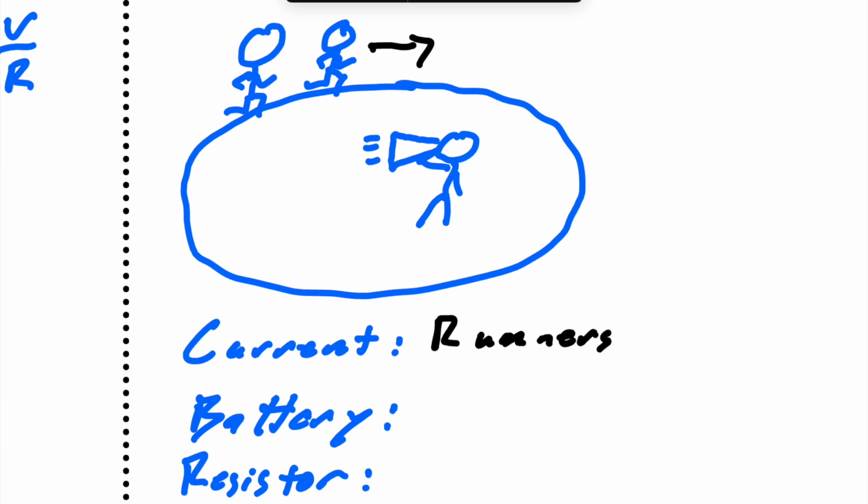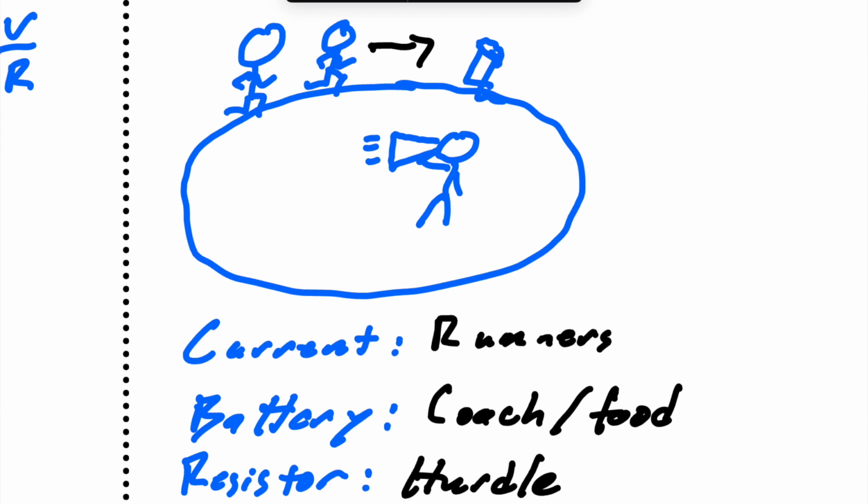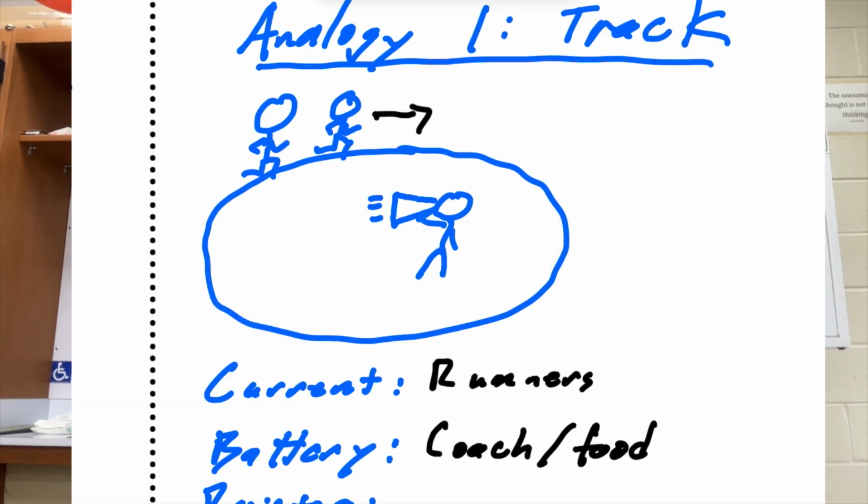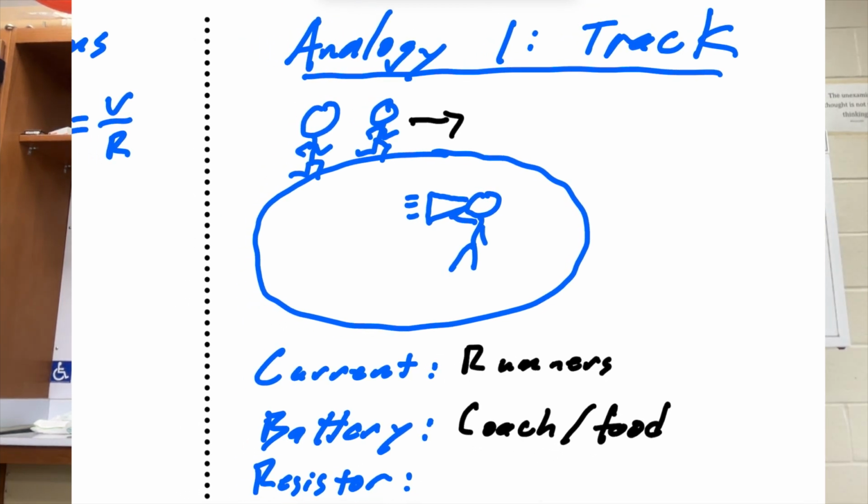One would be the analogy of a track. If we have a line of runners on a track, then in that case, the runners themselves are the current as they're going around the track. The battery would be a couple of things. This is where I don't think this analogy works too well for this particular thing, but it could be the coach, or it could be the food that the runners ate. And the food is giving the runners energy to go around the track, because the battery gives a potential difference to create an electric field and push the charged particles through the circuit. Or maybe it's the coach. You can see the coach there with the megaphone pushing the runners along the track.